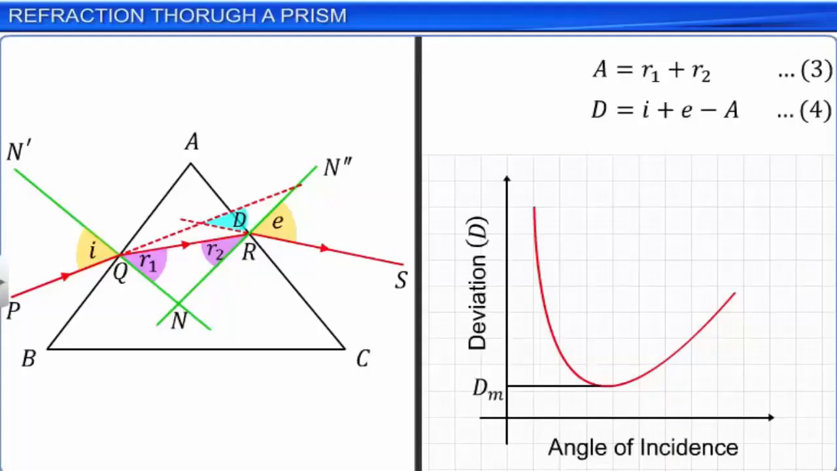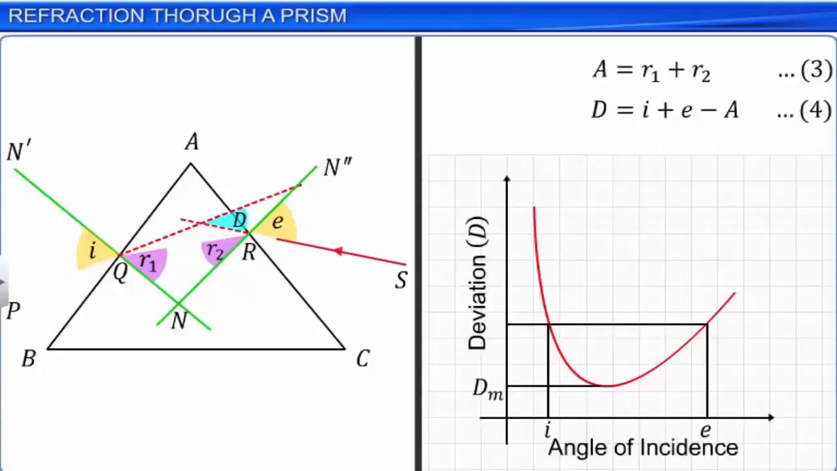These two angles correspond to I and E. That means, if one is the angle of incidence, the other will be the angle of emergence. Interchanging I and E does not make any difference to the value of deviation D. If PQ is the incident ray, then RS is the emergent ray, and if light enters the prism along SR, it emerges from the prism along QP.